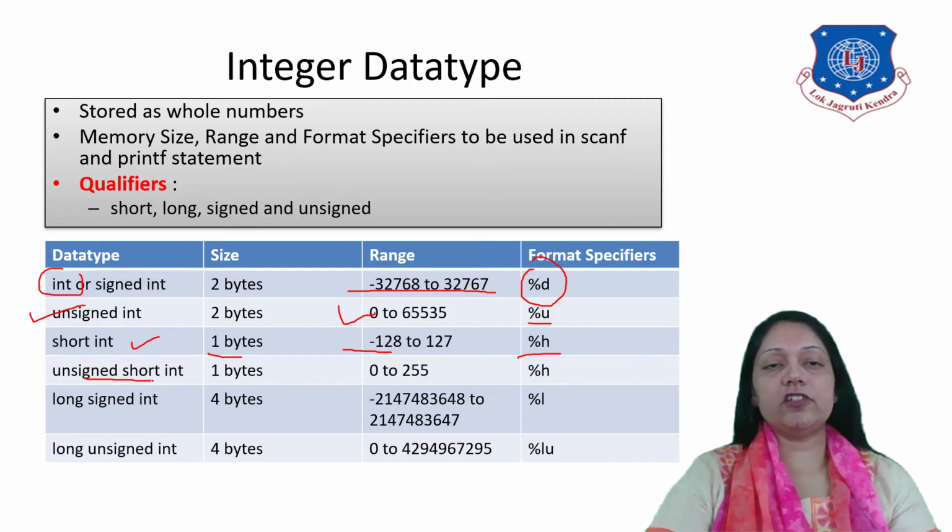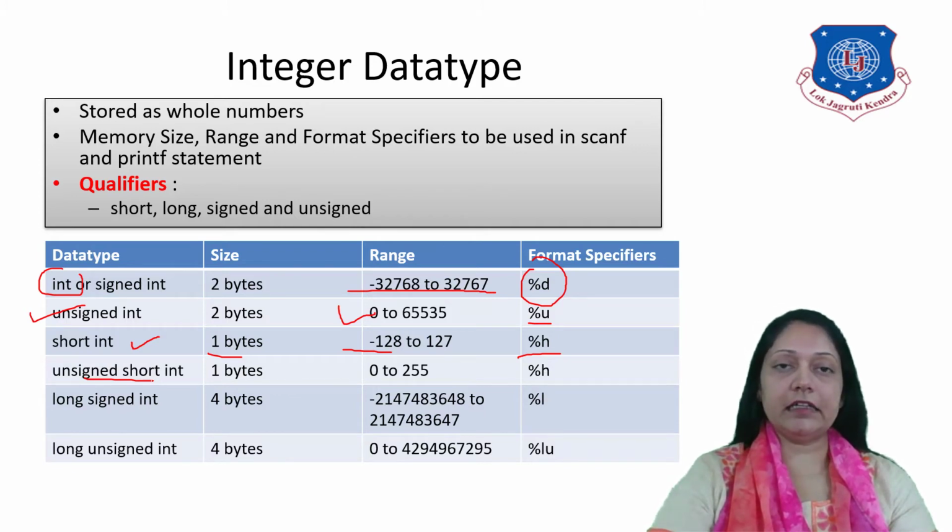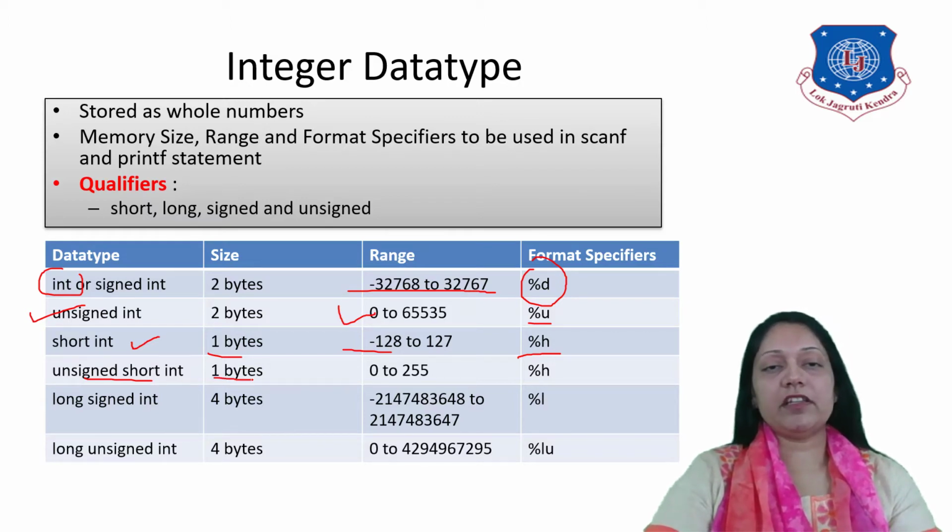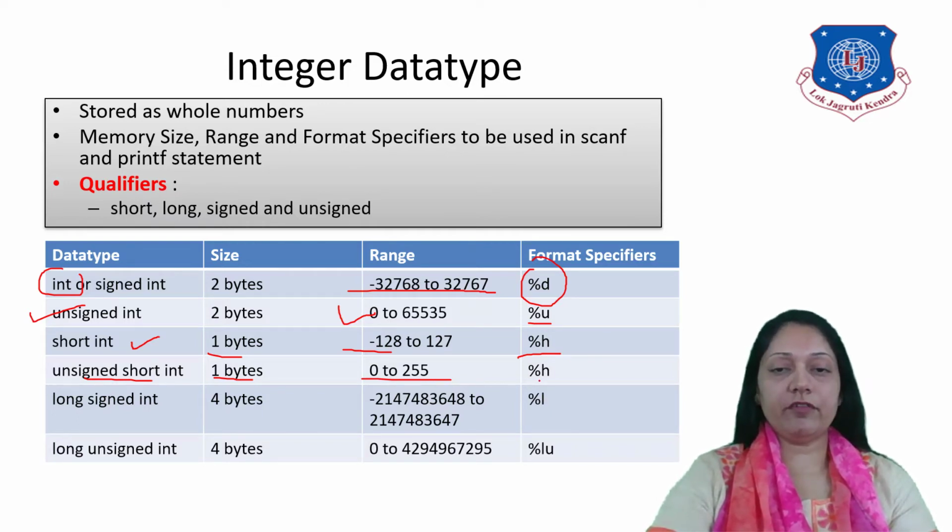Next is unsigned short int. Unsigned short means we are using two qualifiers here. It means we can store only positive values but of a shorter range. The memory size is 1 byte and since it is the unsigned qualifier, the range is 0 to 255. The format specifier is the same, that is %h.